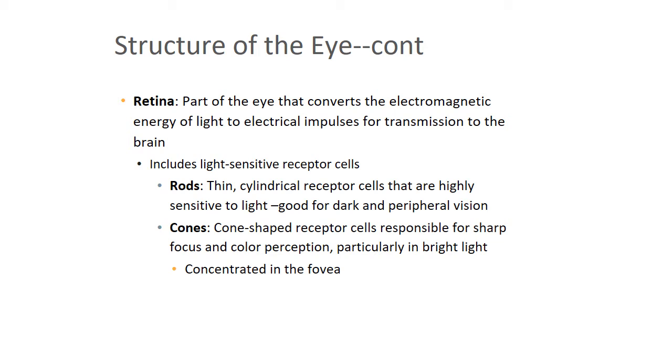Rods are thin cylindrical receptor cells that are highly sensitive to light, good for dark and peripheral vision. So interestingly, these types of cells are activated like when you're in a movie theater or in a dark room. They work on your peripheral vision. Now, if you want to learn about peripheral vision, that is the vision that is off to the side.